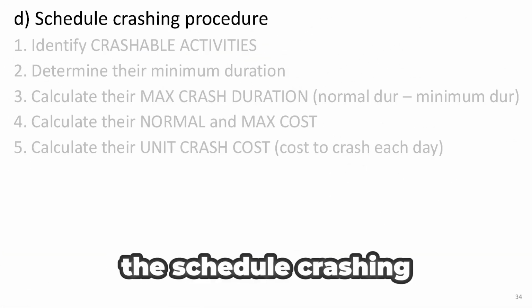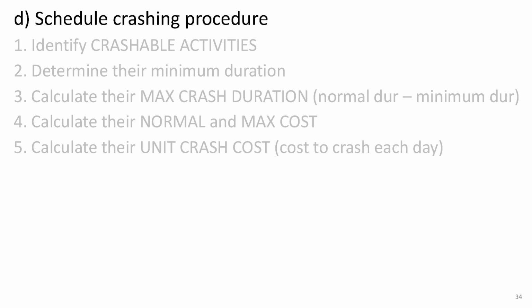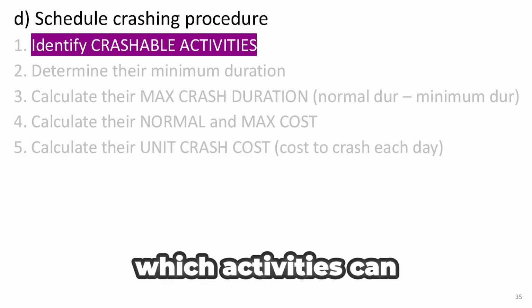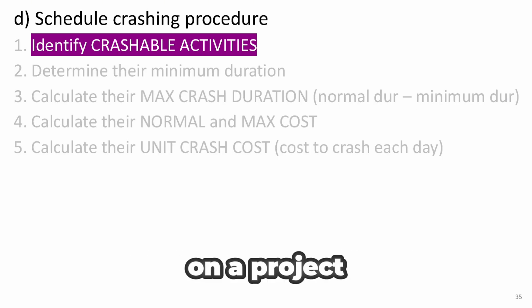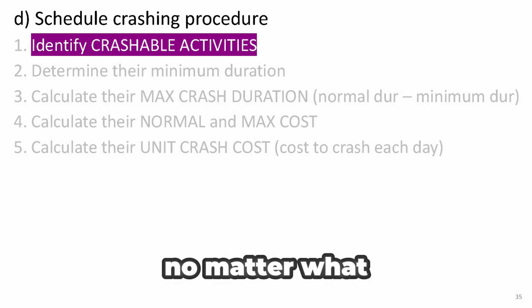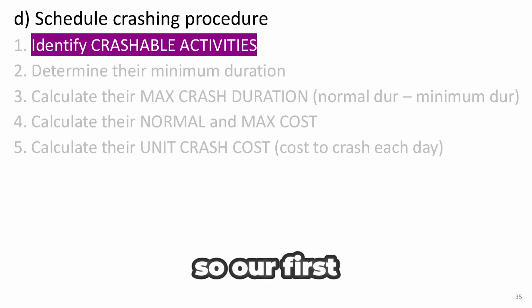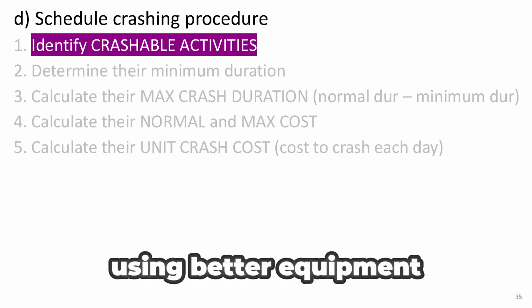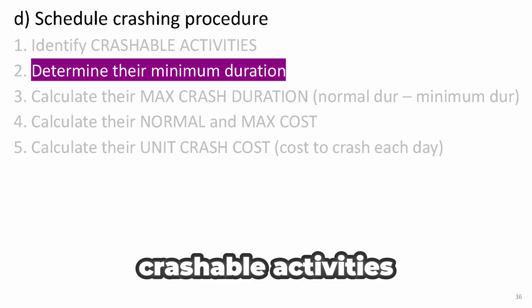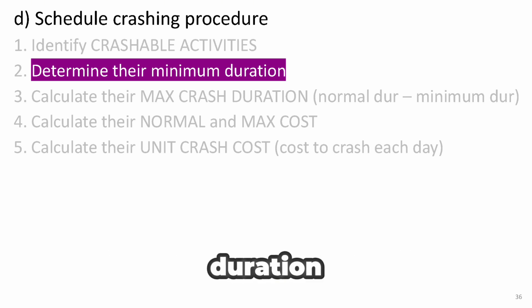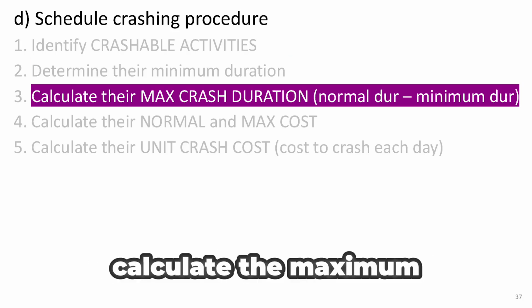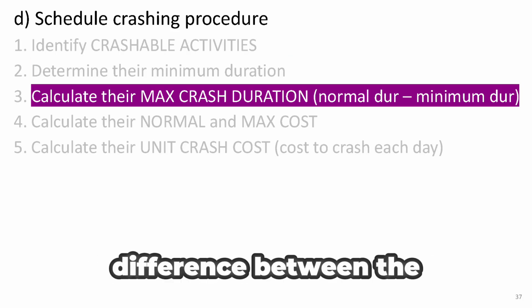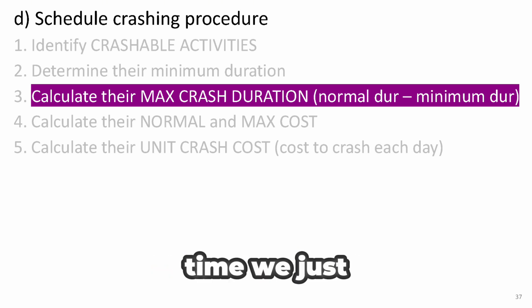All right, let's walk through the schedule crashing procedure step by step. First off, we need to identify which activities can actually be crashed. Not every task on a project is flexible. Some simply can't be shortened no matter what resources we throw at them. So our first job is to pinpoint the ones that can be shortened by adding people, working overtime, or using better equipment. Next, for those crashable activities, we figure out their minimum possible duration. That means asking, if we push this task to the limit, how fast could we realistically get it done? After that, we calculate the maximum crash duration.